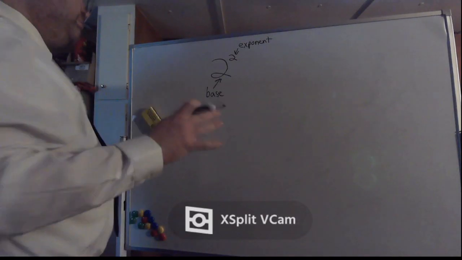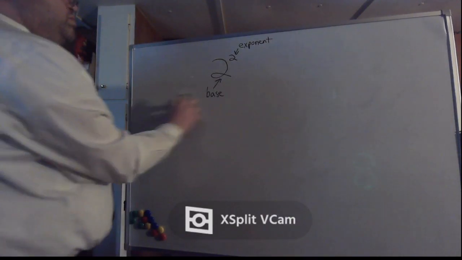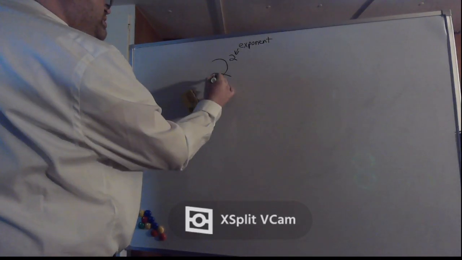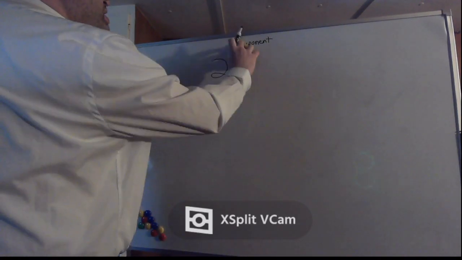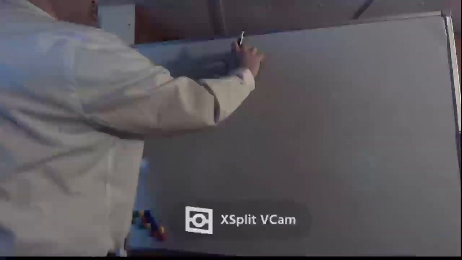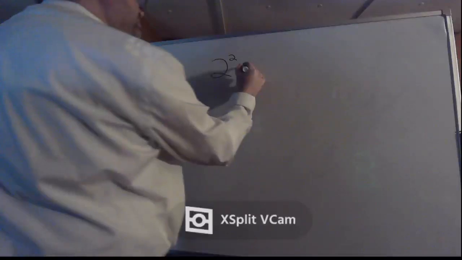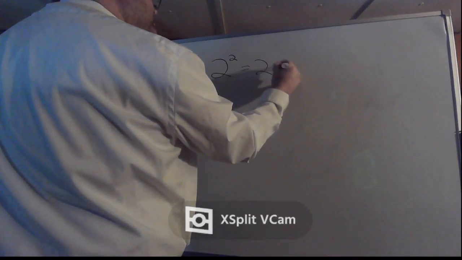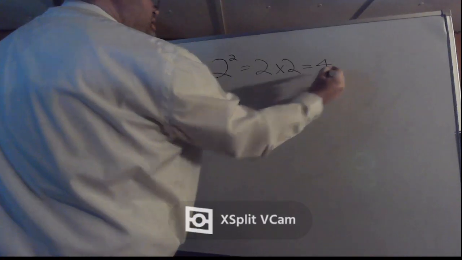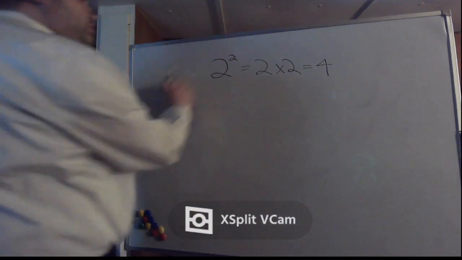Okay, well, we know what a base and an exponent is now, so what exactly does that mean, is what you're wondering. Well, what it means is repeated multiplication of the same number. So if I have 2 to the second power, that is the same as 2 times 2, which we know would equal 4. So 2 to the second power is 4.